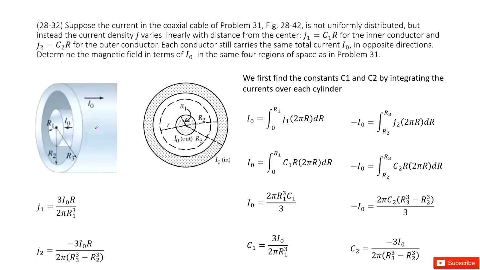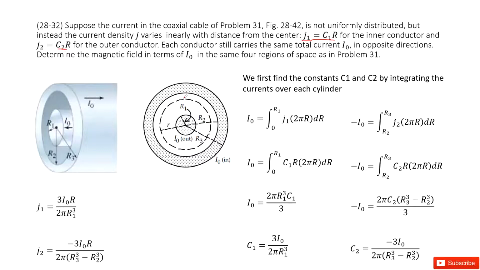So here we can see that this cable has an inner part and an outer part. The current density for the inner part is given as J1 equal to C1 times r, right? C1 we don't know, but we can work it out. And then J2 is C2 times r, so it looks like we need to find C2 first. And then we need to find the magnetic fields in the four regions.